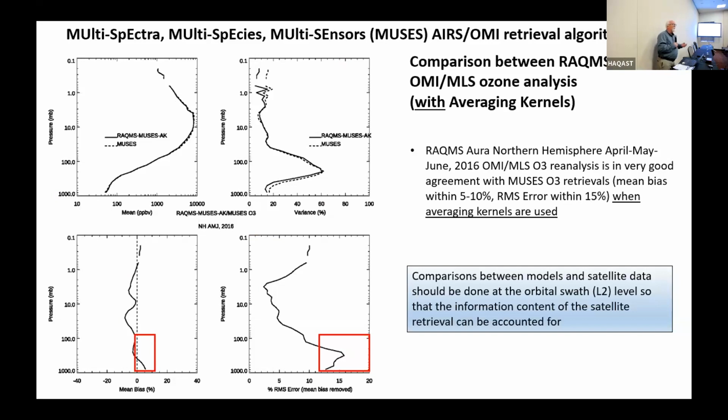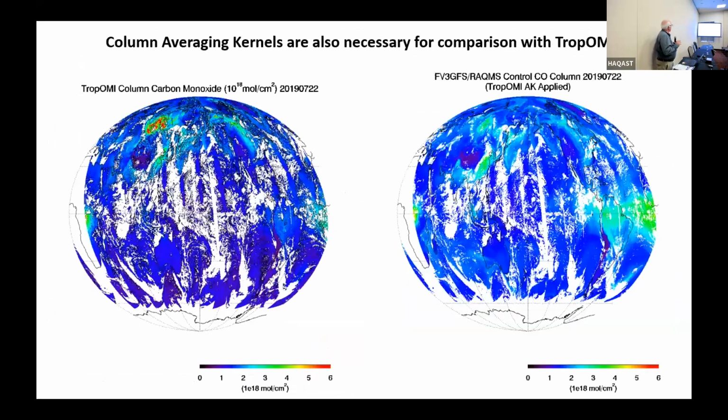So by accounting for the detailed information content of the retrievals, we're able to show that, in fact, our assimilation of OMI MLS has resulted in a chemical ozone reanalysis that's very consistent with a retrieved AIRS plus OMI retrieval. And the key here is that by using it at the level 2 swath level, we're able to do these comparisons and account for the sensitivity of the retrieval. So I'm getting close to the end.